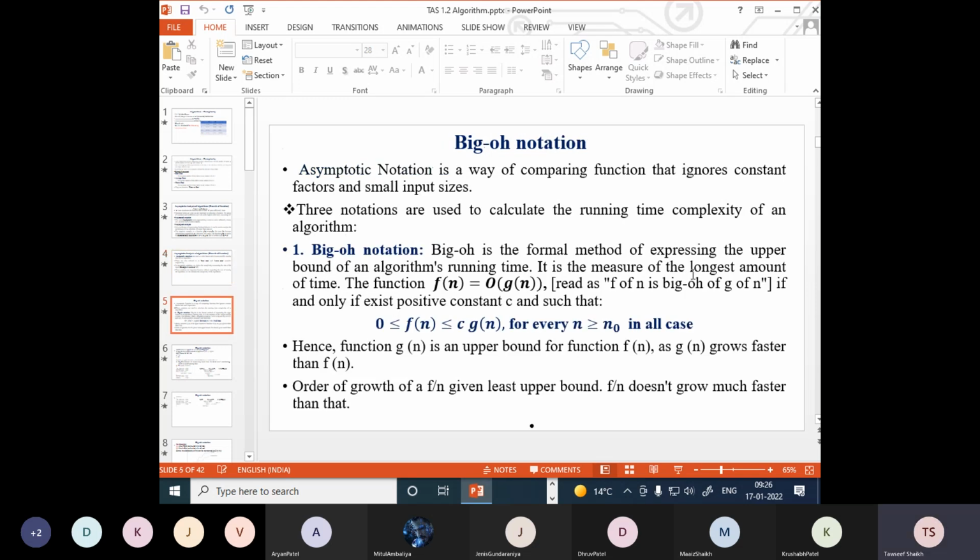And the first of the asymptotic analysis techniques is big O. There are three techniques for asymptotic analysis of an algorithm. The first one is big O notation. Then there is big omega notation, that's known as omega. And then there is the theta notation. These are the three ways of expressing the worst case, best case, and the average case performance of an algorithm.